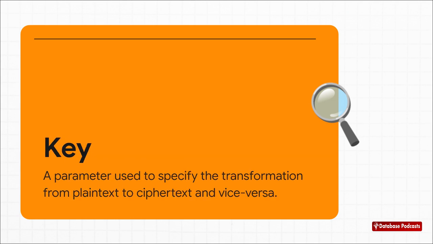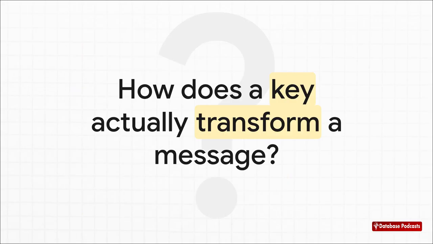So what's the magic ingredient that makes this happen, that flips it from readable to unreadable? That's the key. Honestly, the easiest way to think about it is like a secret password. It's what locks and unlocks your message. Okay, so that naturally leads to the next big question, right? How does a key actually do that? How does it transform a perfectly normal message into a jumbled mess? Let's check out a really simple example to see it in action.